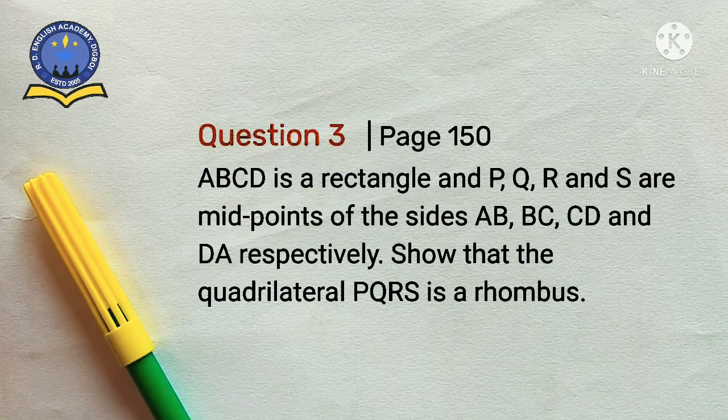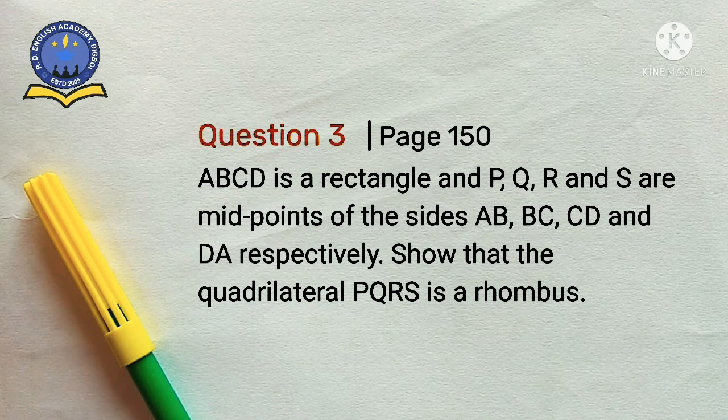Before we prove a rhombus, first of all we should know the property of a rhombus. In case of a rhombus, all sides are equal, isn't it? All sides are equal and opposite sides are parallel. And here the angles are not 90 degrees. This one is the property of a rhombus.